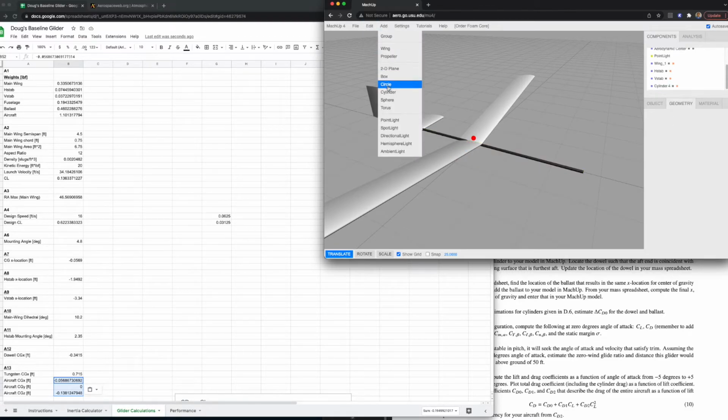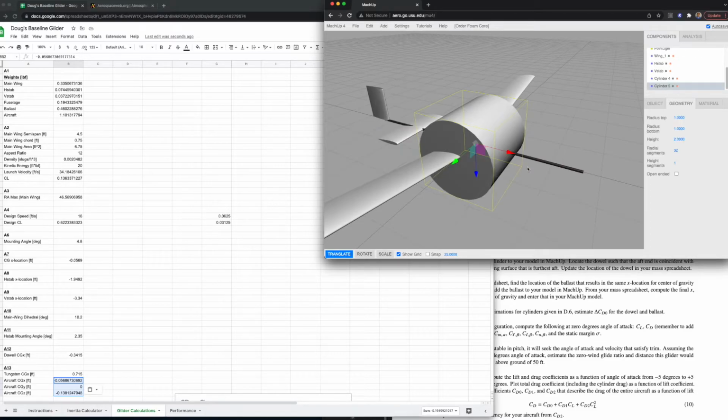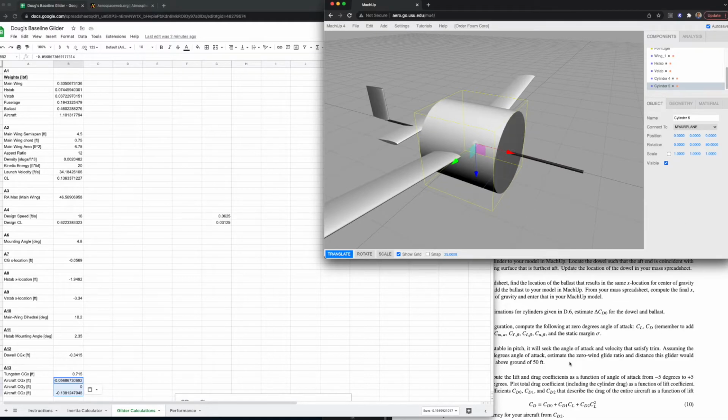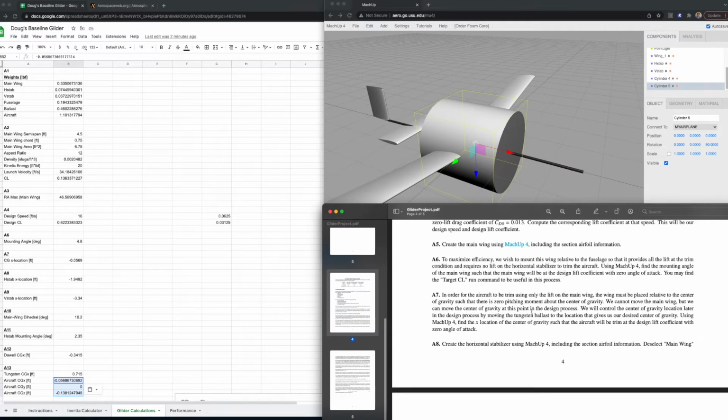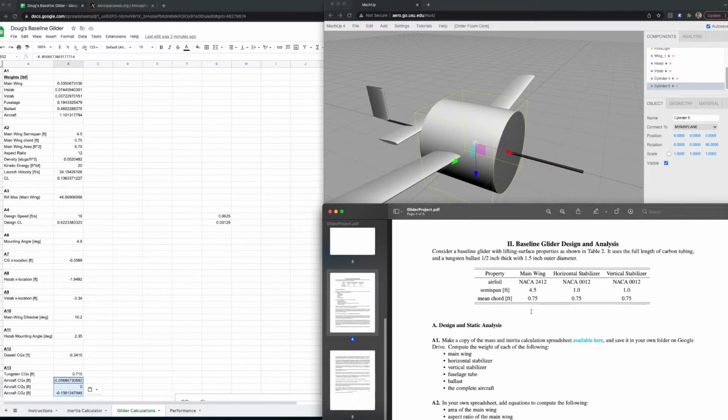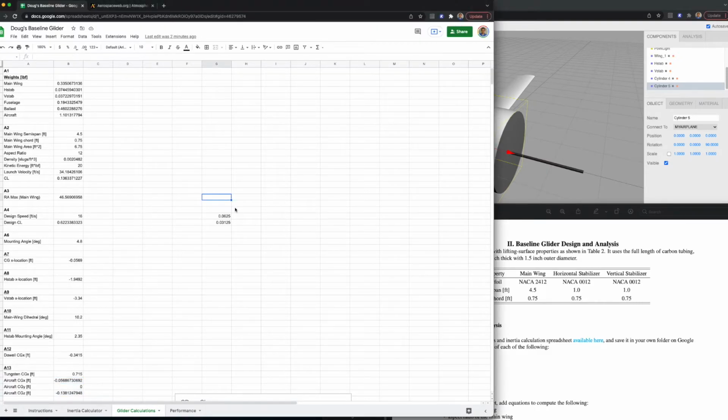So I'm going to add another cylinder in here, and again, it's going to come in the wrong axis. So let's see, we want to rotate this about the Z-axis by 90 degrees. And let's see, the size of that washer we were given up here. It uses the full length of carbon tubing and a tungsten ballast that's a 1/2 inch thick. Okay, so a 1/2 inch is the height of this thing. So let's just do this again. So a 1/2 inch.